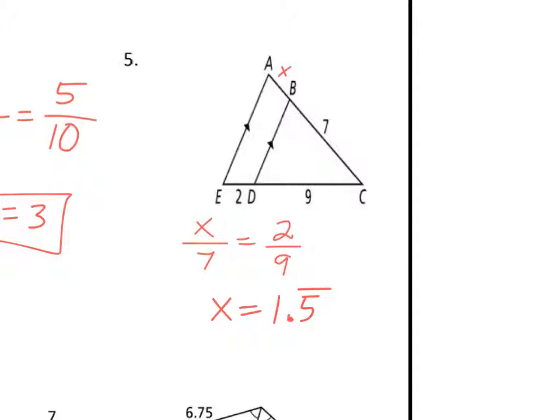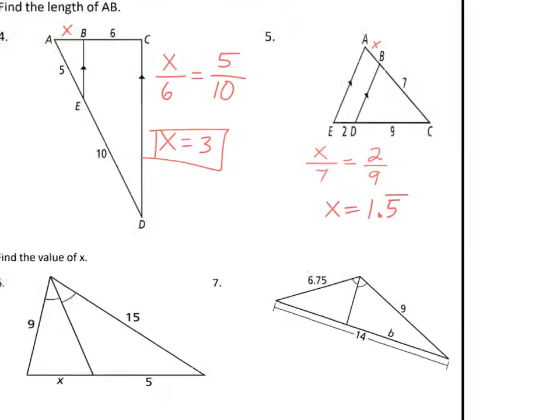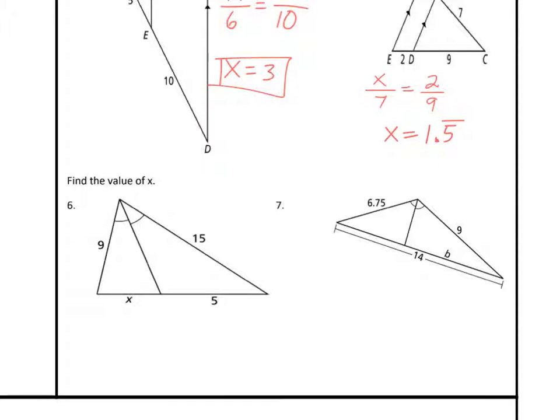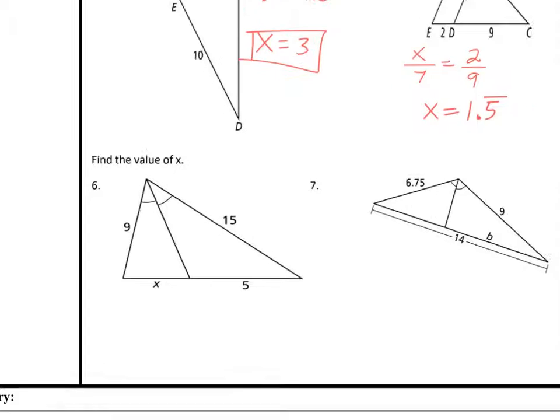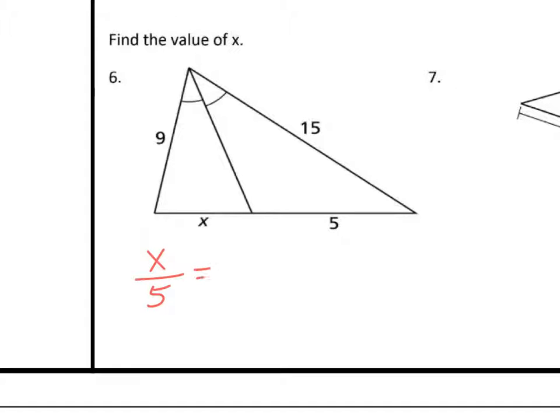Okay, and then the last two. Number 6, you have another angle bisector. So it divides that base part, the opposite side, proportionally, x to 5. And so then 9 corresponds to 15. Please solve.